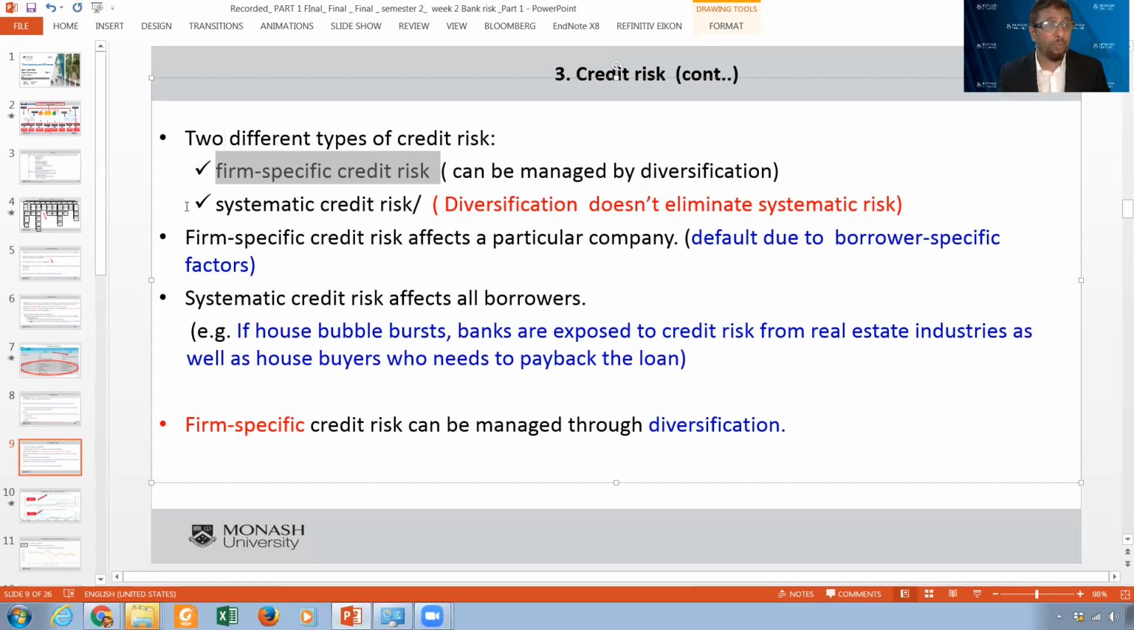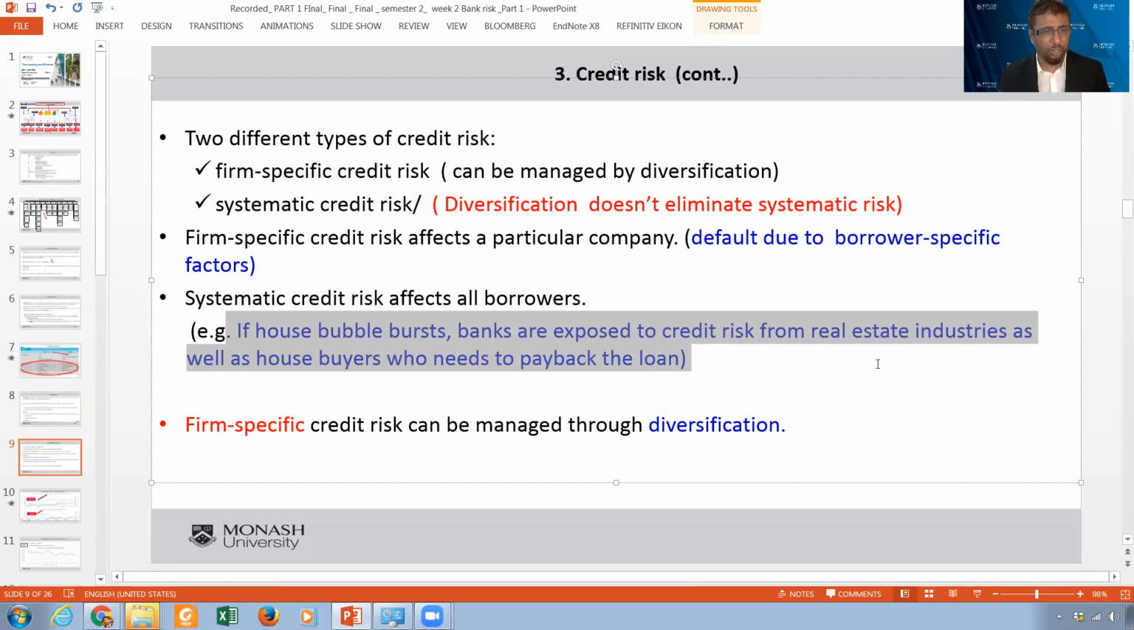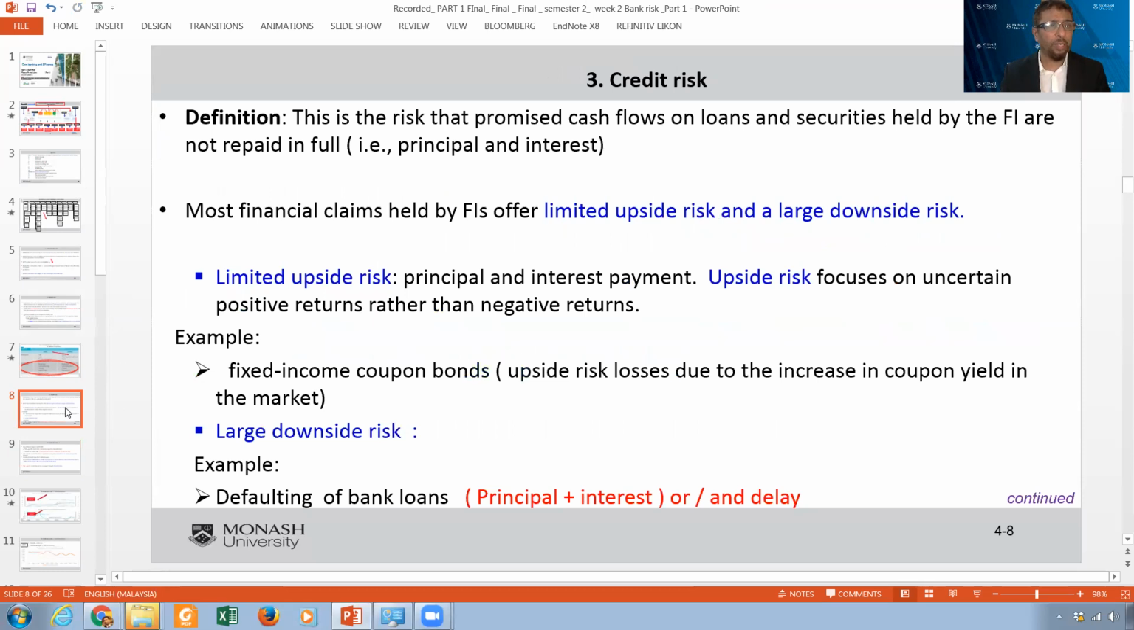Now, when we talk about systematic credit risk, as you can see, everybody is failing inside the portfolio, which means you cannot diversify, you cannot solve this problem. So this is all about this slide. You can look at this example, and it says what we are saying now. Let me continue with the credit risk.